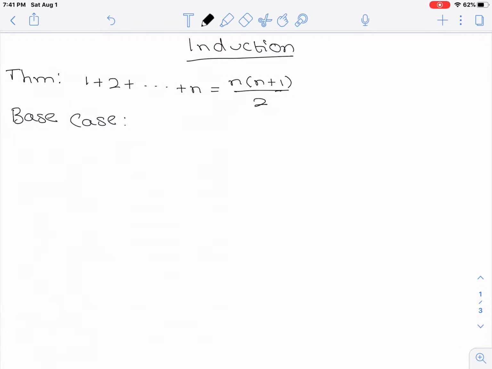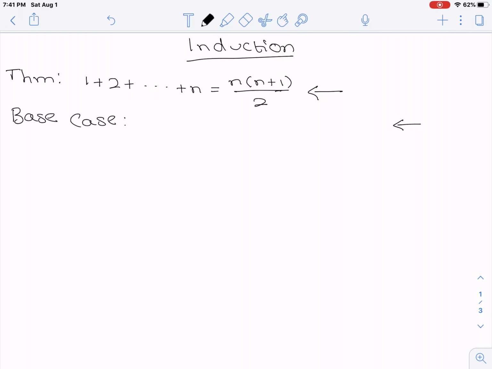So in this video, I'm going to go over a simple induction problem to help you understand the concept of induction. So to start, we have a theorem. This is our theorem. This is what we're trying to prove using induction. Induction is a proof method that has two concepts. It has a base case, and it has the inductive step. So let's do the base case first.